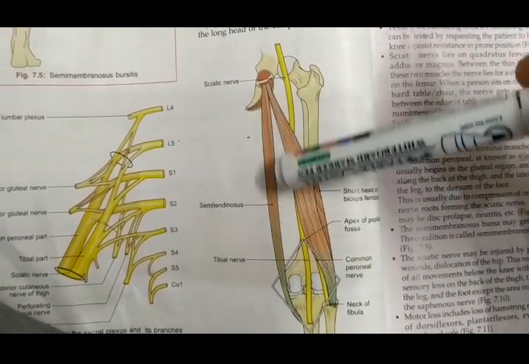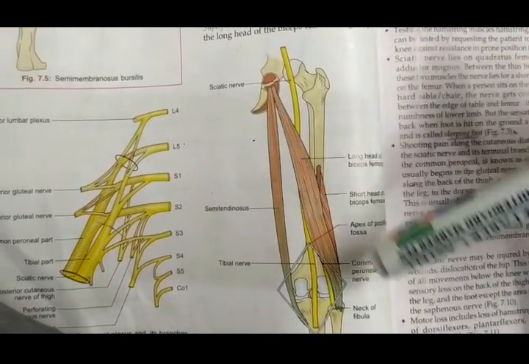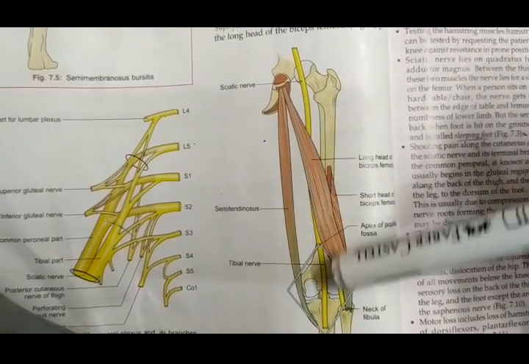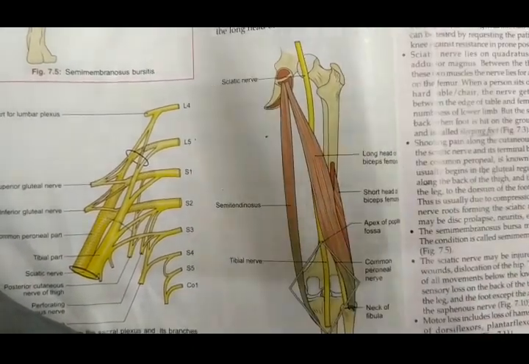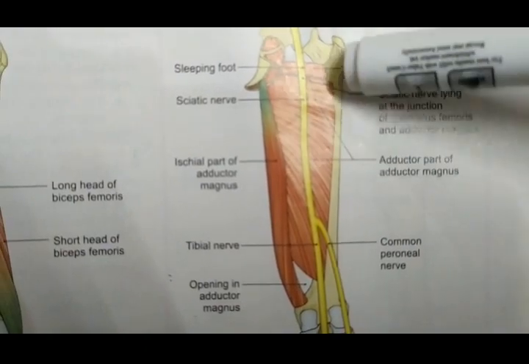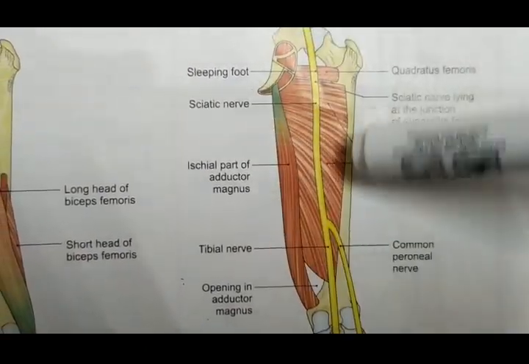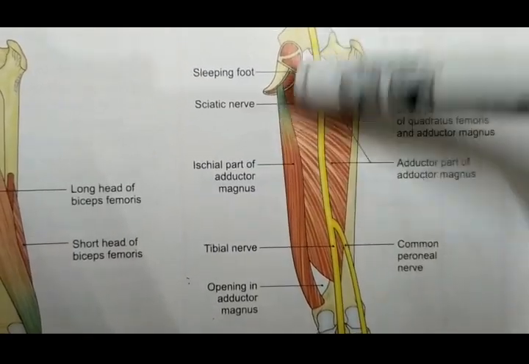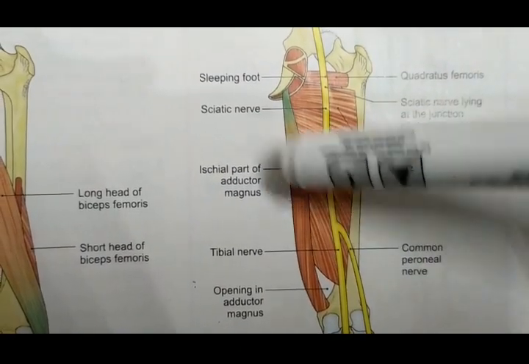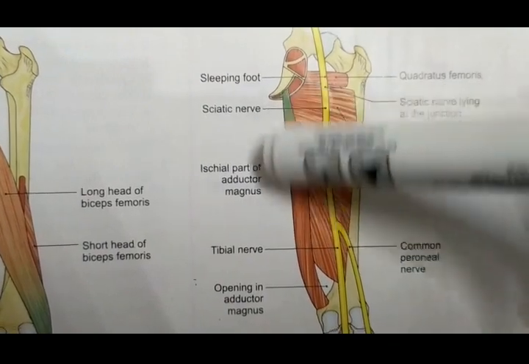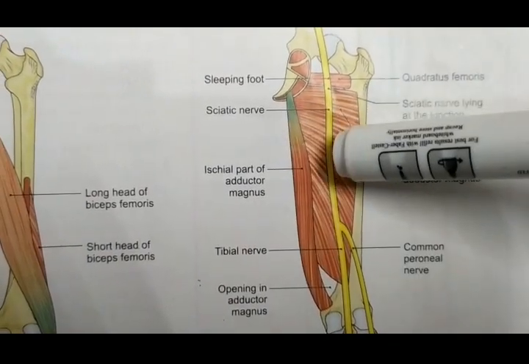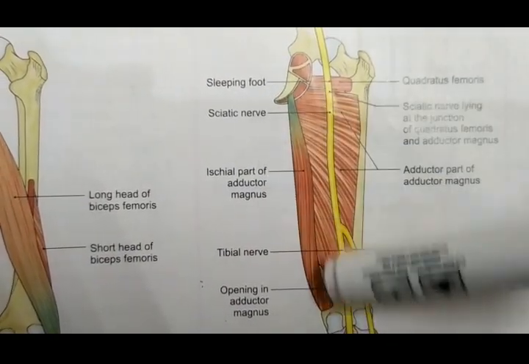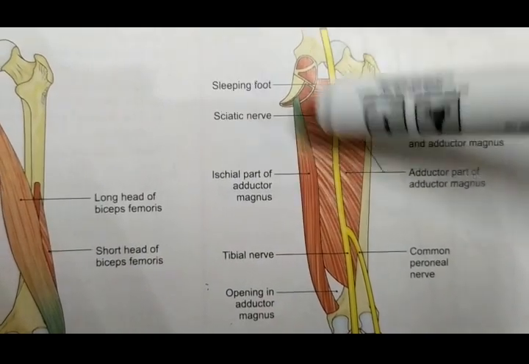The posterior relation is the long head of biceps femoris, and laterally you have the short head of biceps femoris. And the anterior relation is the adductor magnus muscle. Here you can see, as I said, it lies on the adductor magnus muscle. The nerve actually lies on the muscle. So this is the adductor magnus, and it forms the anterior relation of the sciatic nerve.